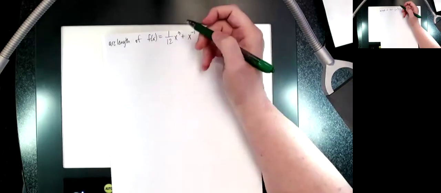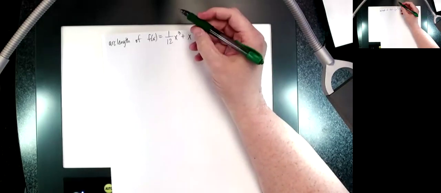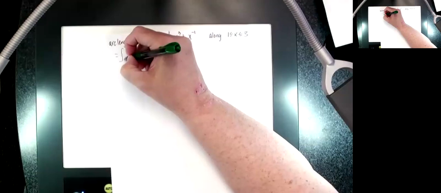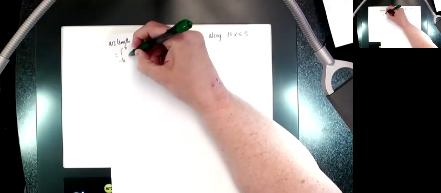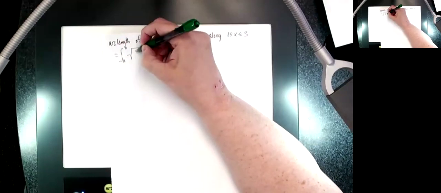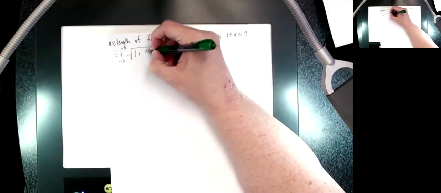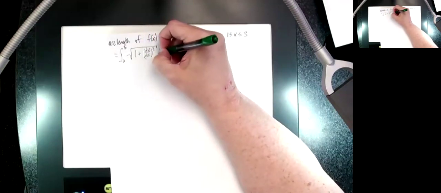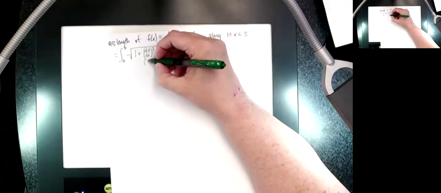So we've got f of x. I'll rewrite the formula real quick. We're doing a to b, square root of 1 plus dy dx squared dx. And that's like f prime of x in there.